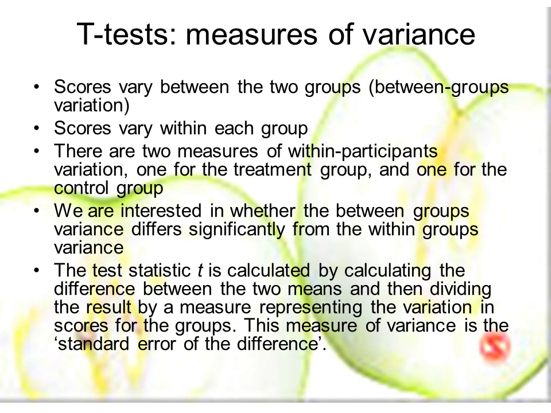We're looking to see if we have similarities or differences, and the scores are going to be different between the 2 groups that we're studying. Once again, they vary within each group. There are 2 measures within participants' variation, one for treatment group and one for the control group.